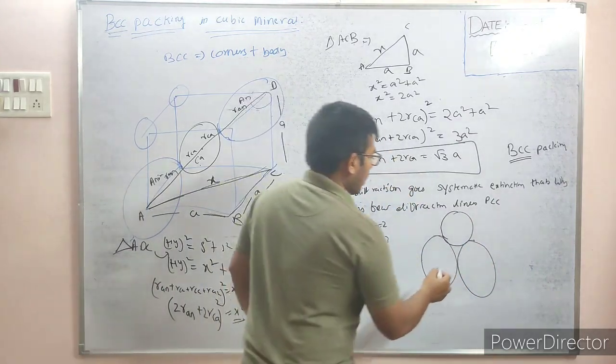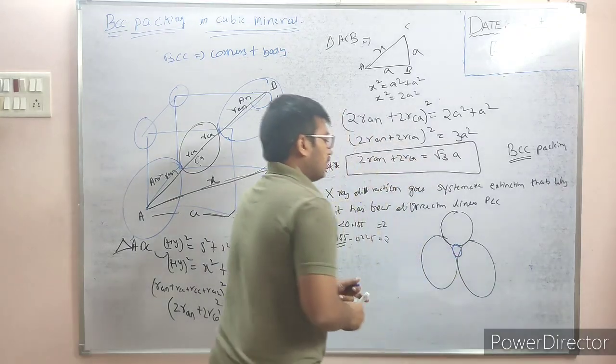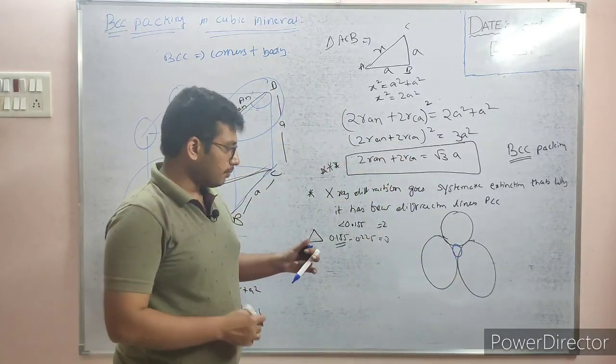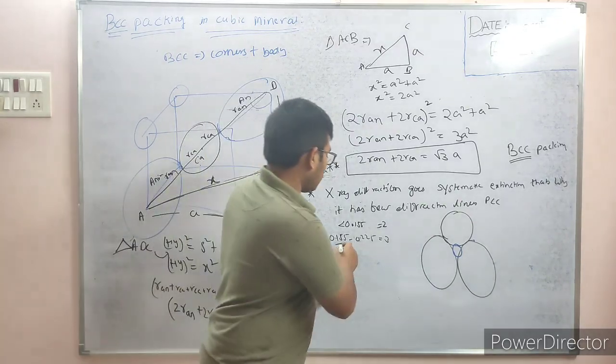Right, and this is the cation, this will be the cation. Now how do you find the limiting ratio? We will find this is 0.15.